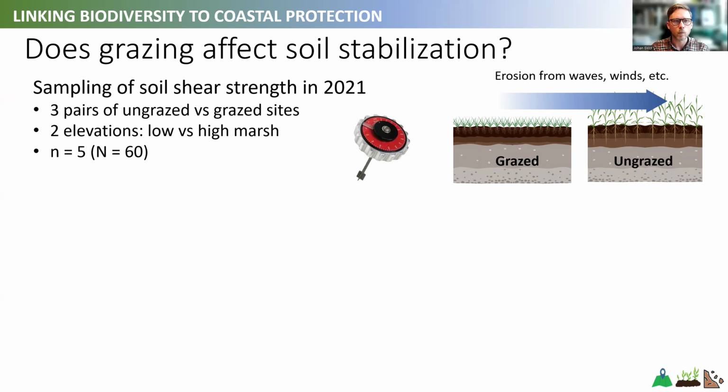So in 2021, we conducted a sampling in 3 pairs of grazed and ungrazed sites in the Swedish site, north of Stockholm, south of Stockholm. And this was done at 2 different elevations, the low and high marsh zone. And we measured soil shear strength using a hand vane, as you see in the photograph here. And we've now been analyzing this data using causal structural equation modeling. Next, please.